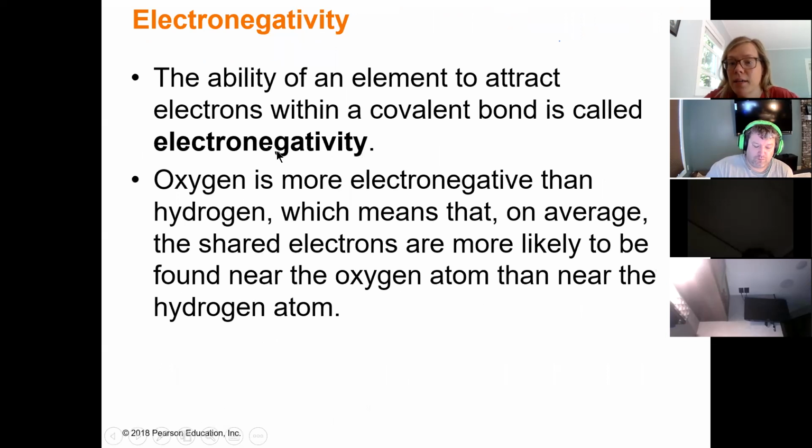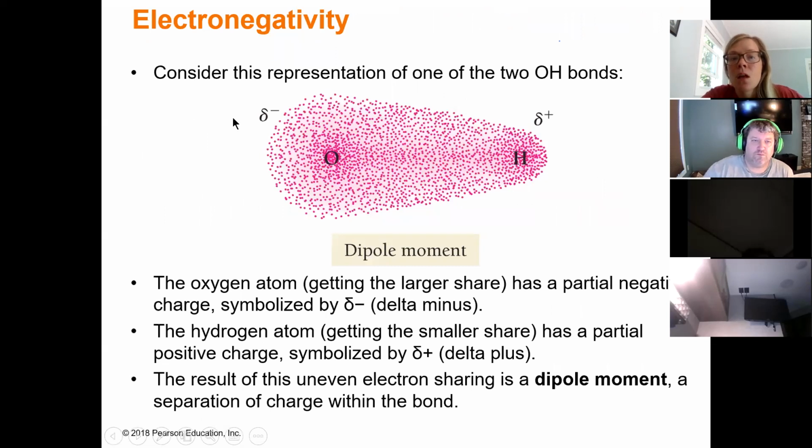The ability of an element to attract an electron within a covalent bond is known as its electronegativity. So if something has a high electronegativity, it's greedy for electrons. Low electronegativity doesn't care quite as much. If you have an imbalance in electronegativity, you get what's known as a dipole moment, D-I-P-O-L-E moment. Sometimes it's symbolized with a little delta symbol. The positive delta is on the side where the electron isn't as much. The negative delta is on the side where the electron likes to hang out more.